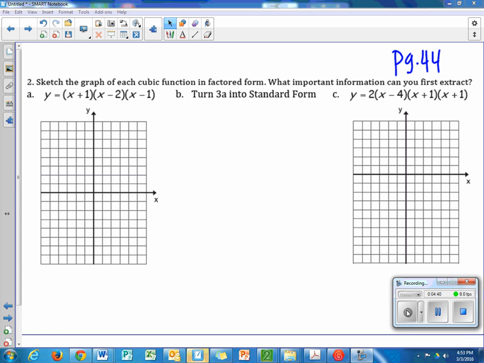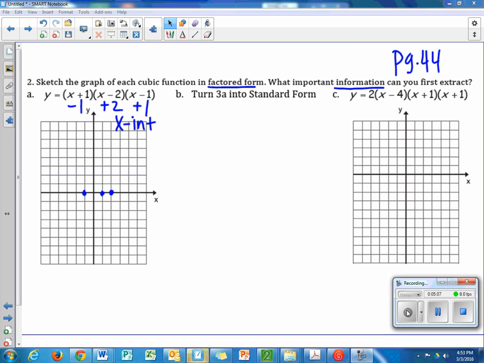Number 2 here. If you guys noticed here, class, these are all in factored form, and you need to see what information you can get from it. So notice here that you take the opposite immediately. So now this is a positive 2, and this here is a positive 1. And those are going to be your x-intercepts. So here you have negative here, and then positive 2 as well.